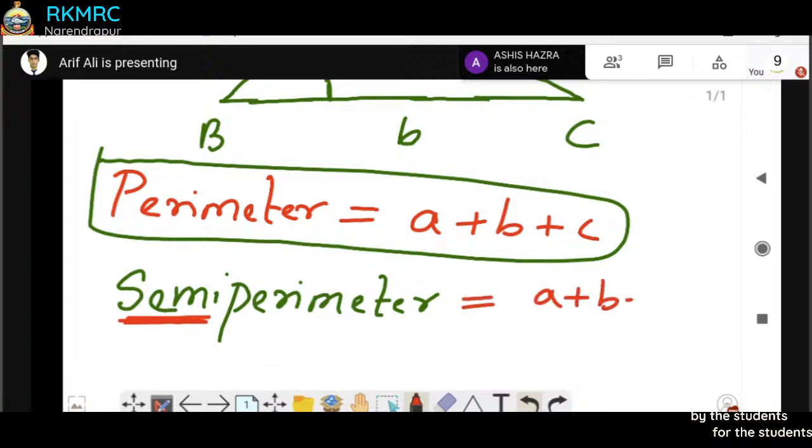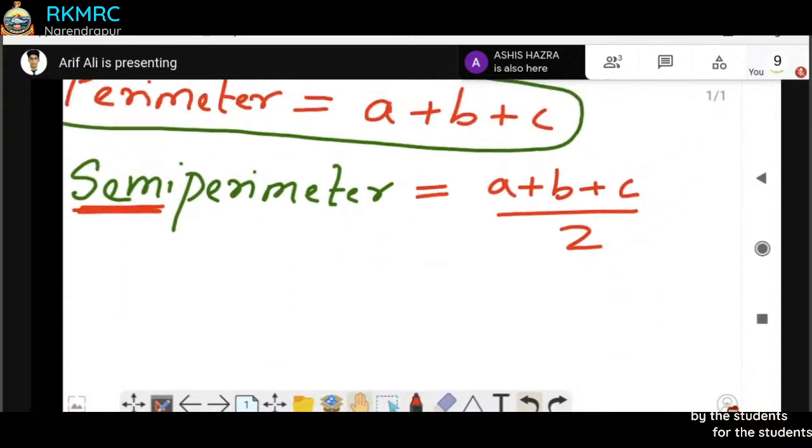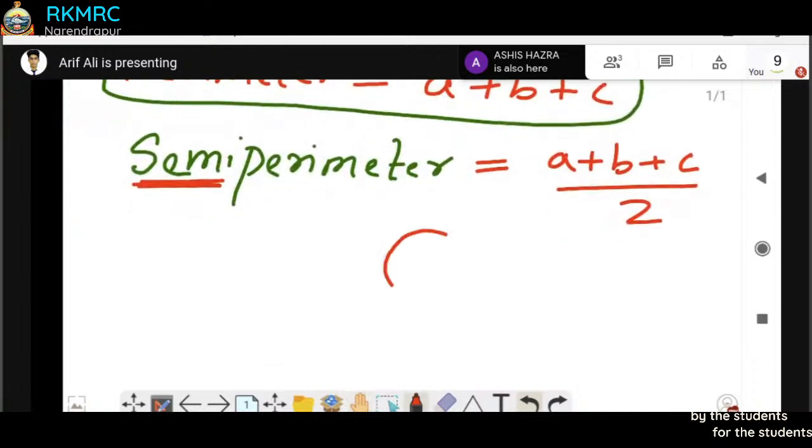This is your circle, and if we are asked what is a semicircle, so this is your semicircle, half of the circle. Similarly, you see here, semi-perimeter means half of the perimeter.